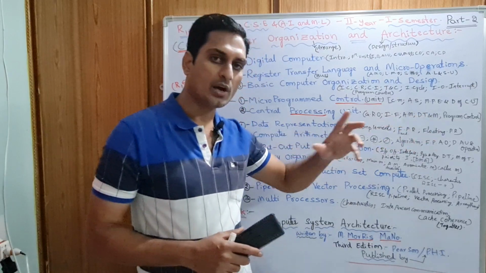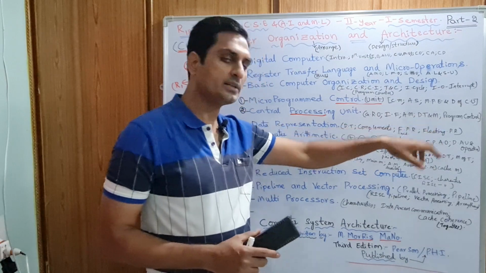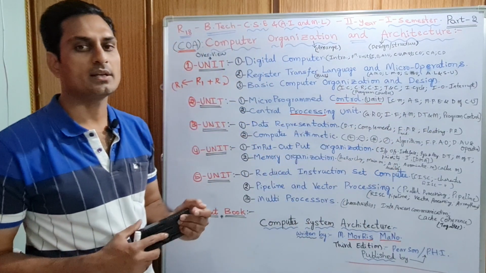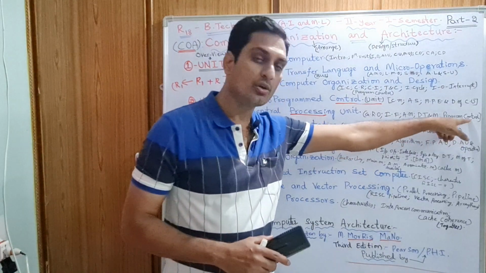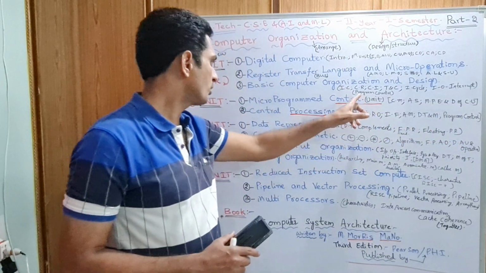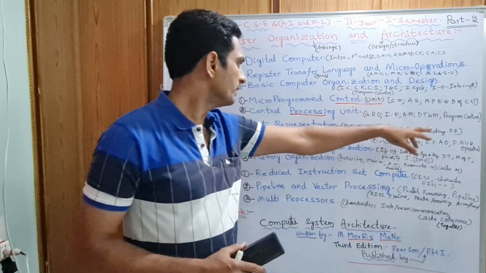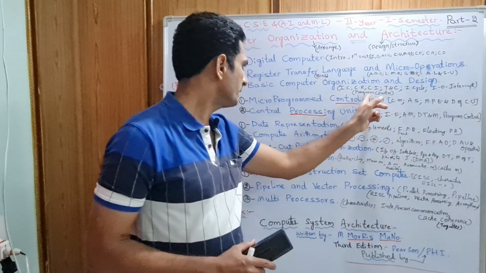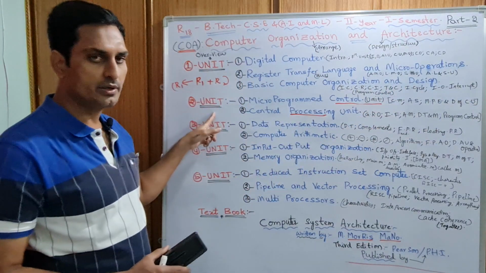Data transfer: how data will be transferred. And manipulations: manipulations are nothing but calculations, how the calculation part will be done. The last topic is program control. This is the program counter; a counter is a special type of register, PC. Program control will control the program counter. Right, this is the last topic in the second unit.